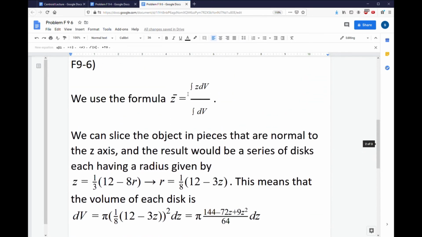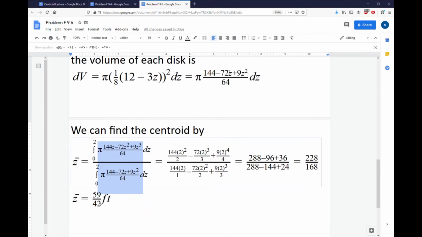Remember, in the numerator it's dv times z, so each of these terms gets multiplied by z. So 144 becomes 144z. And then in the denominator, we just integrate this function as it is, dz. Now before I integrated, I said there's a pi up top and a pi at the bottom. Those pi's are constant, so they cancel out. And the over 64s on top and bottom also cancel out. So we are left with just 144z minus 72z squared plus 9z cubed at the top, and 144 minus 72z plus 9z squared at the bottom.